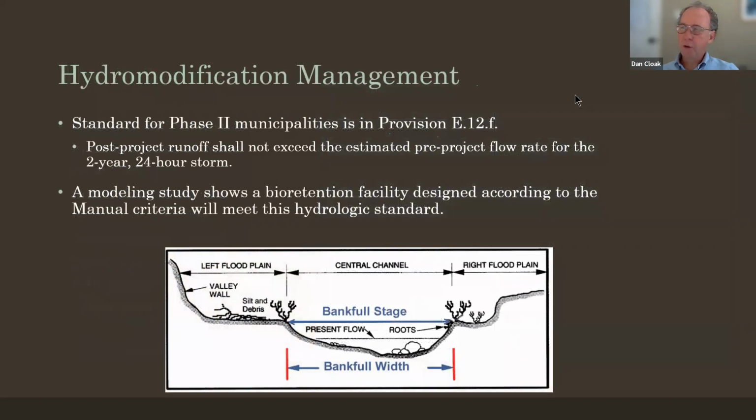And then there's the question of hydromodification management, which I almost didn't include because we haven't had to deal with it. I'll explain why we haven't had to deal with it, because people see it in the permit and ask the question, and it's also perhaps something to watch out for in the future. The standard for Phase 2 municipalities is in provision E12F of the permit, and it states the post-project runoff shall not exceed the estimated pre-project flow rate for the 2-year 24-hour storm.